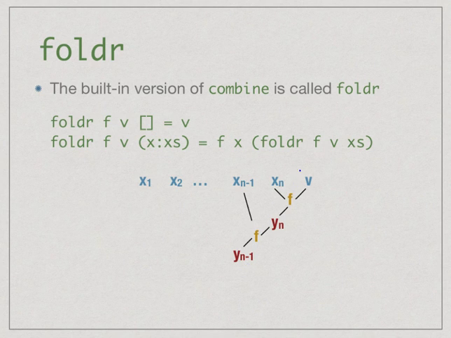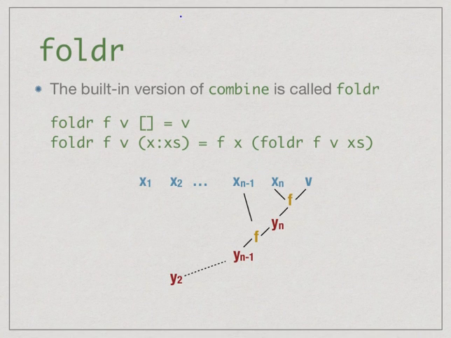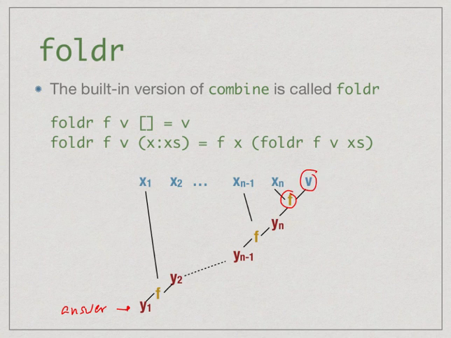So in this way we are working backwards from the right. This r refers to the right. So working right to left, we keep going, and at some point we'll combine x2 with the value from x3 onwards to get y2, and in the final step we'll combine x1 with that value to get y1, and this is our final answer. So this is a pictorial representation of what it means to fold this function f from the right through this list with an initial value v.